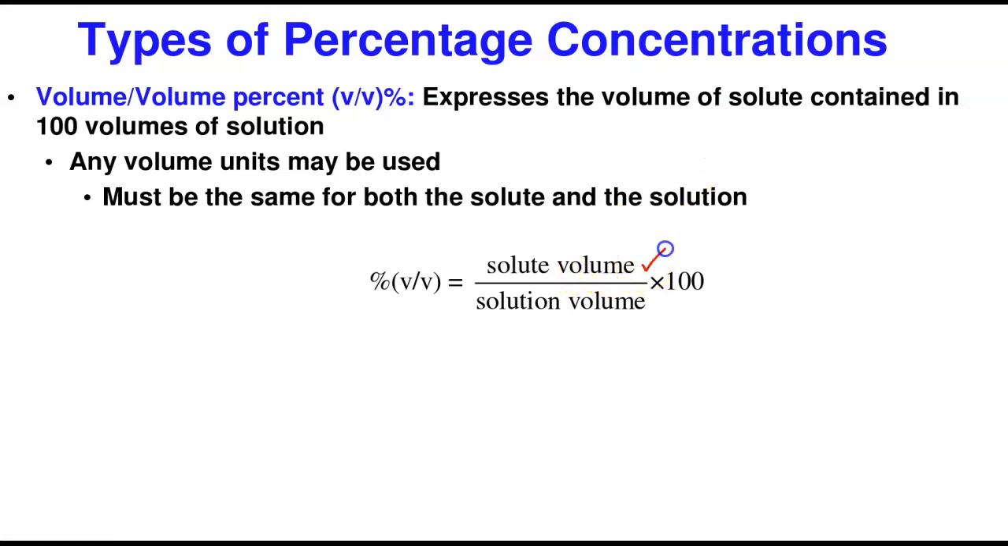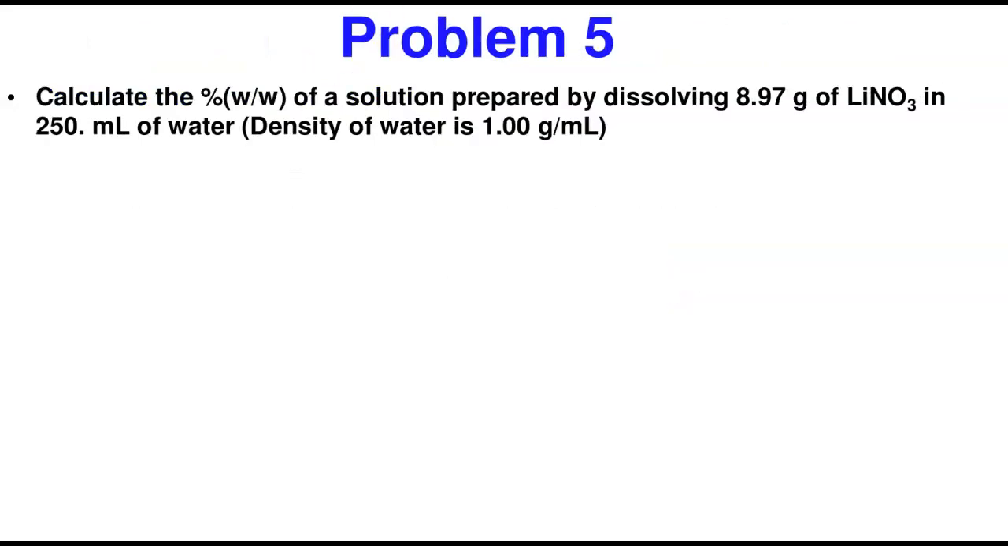So this is solute volume over solution volume times 100 over 1. Now let's just put this into work. That is where it begins to make sense for us. It says calculate the percentage weight by weight of a solution prepared by dissolving 8.97 grams of lithium nitrate in 250 ml of water.